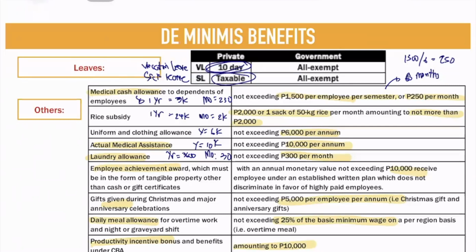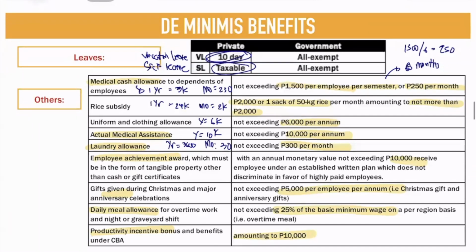But take note, for the productivity or incentive bonus, if it exceeds 10,000, then the whole amount is treated as other benefits. Take note of this rule.